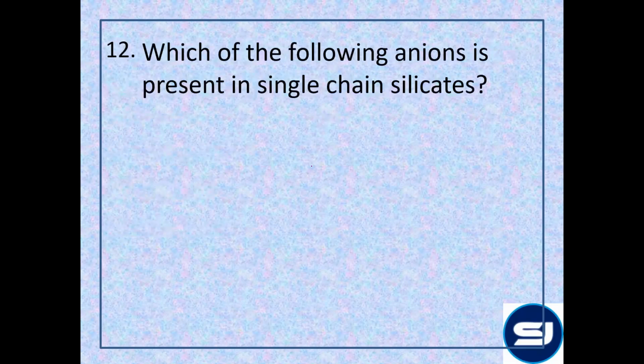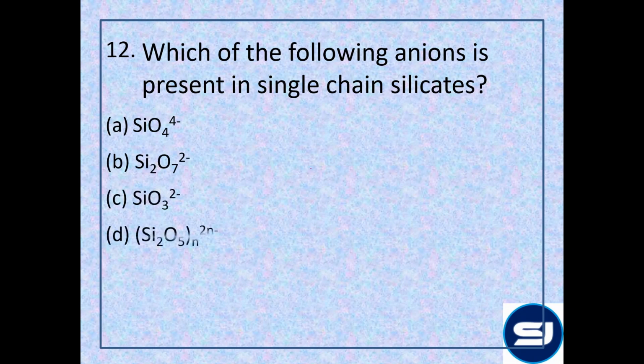Which of the following anions is present in single chain silicates? Zeolites, feldspar, mica, these are different forms of the silicates. We can have multiple types of silicates which are possible: single chain, double chain, pyrosilicates and so on. The anion of single chain silicates is SiO3 2 negative. Single chain silicates is SiO3 2 negative.